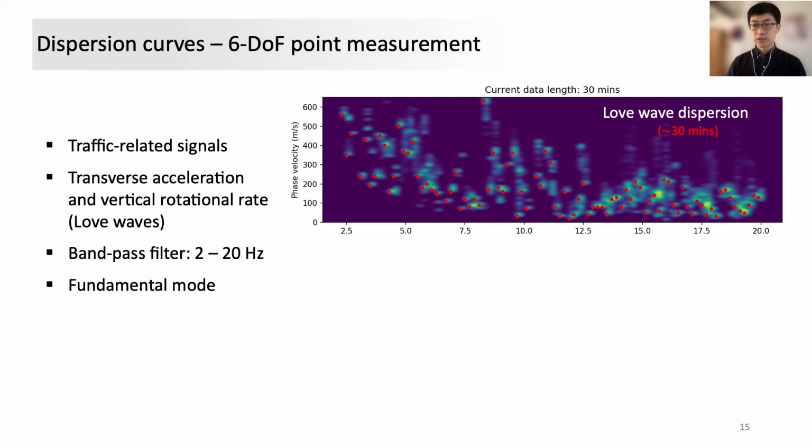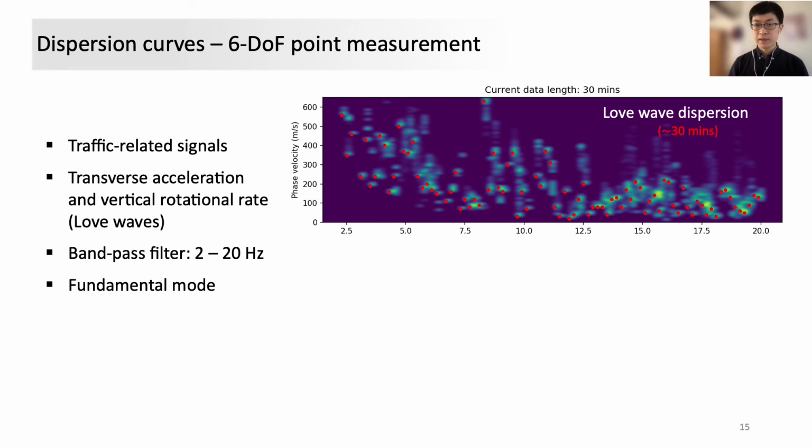The frequency band is chosen between 2 and 20 Hz simply based on the spectral energy that shows up in the seismometer and rotational sensors. The analyzed signals are basically assumed to be dominated by fundamental mode surface waves. However, higher modes can appear and interfere with the fundamental mode.